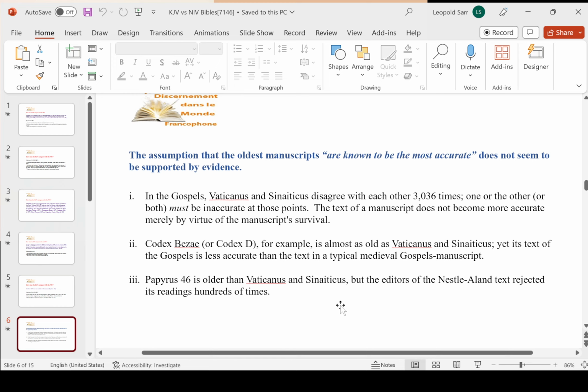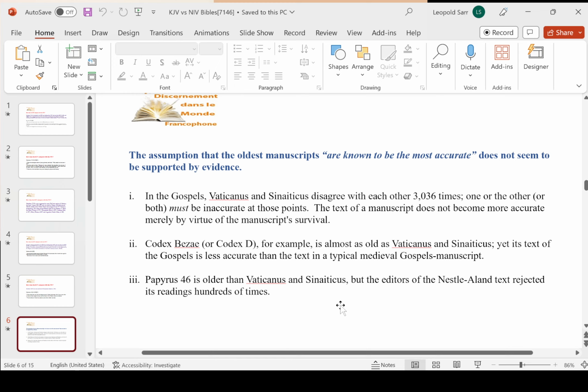The first reason is in the Gospel. When you look at the Gospel and you take Codex Vaticanus and Codex Sinaiticus, which these translators use for modern versions of the Bible, they disagree with each other 3,036 times, only in the Gospel. So which means one of these Greek manuscripts is not accurate, yet they are using these 2 manuscripts basically as the base text for their English translation, whether it's the NIV, the ESV, the NASB, or the NRSV.